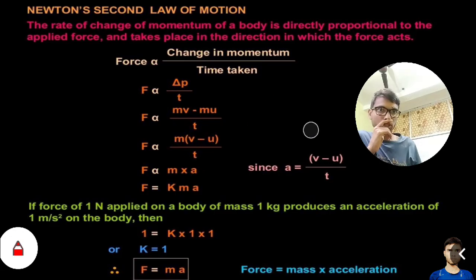This formula is F equals k m a, and here a was written in place of (v minus u) upon t. a was written because a is equal to (v minus u) upon t. That's why k here is a constant, and the value of k here would be 1.